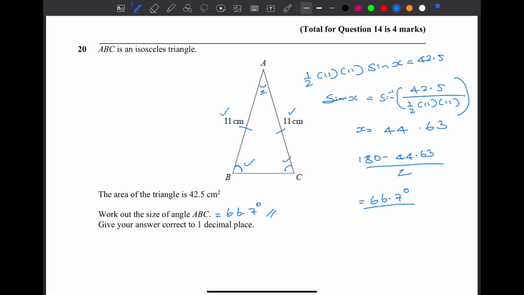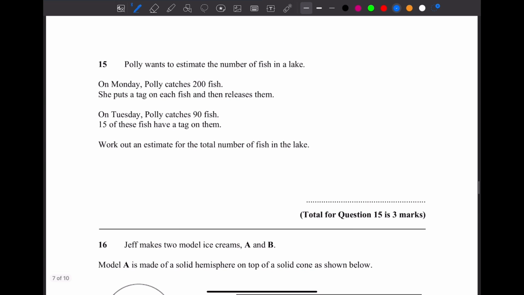Good. Maybe not. Capture, recapture, very simple. Remember, tag over population. She caught 200 and she tagged all those 200. Remember, so 200 over the population. They always want the population, anyways. Second time, she caught 90 and she finds 15 was tagged. So 15 was tagged out of 90.